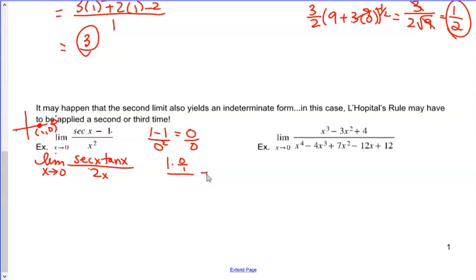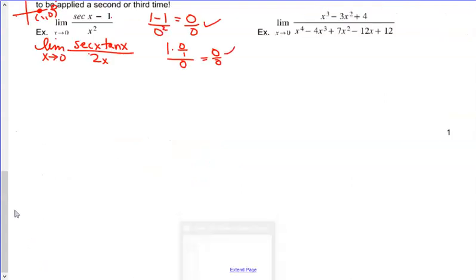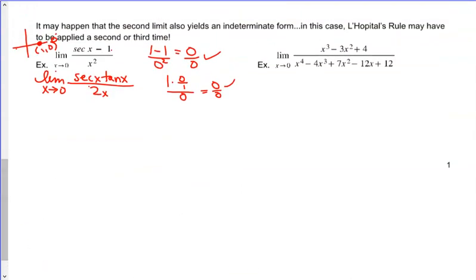So 0 times anything is 0 still. If I plug 0 down here, I get 0 again. I have indeterminate forms twice, therefore I must do this again. So I'm going to now take the derivative of the top and take the derivative of the bottom one more time. So I need a product rule on the top.